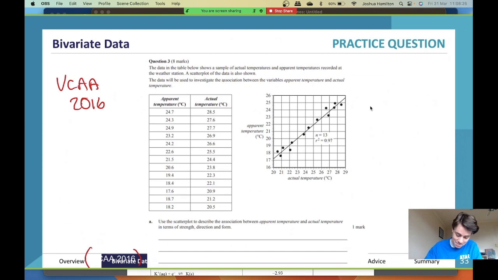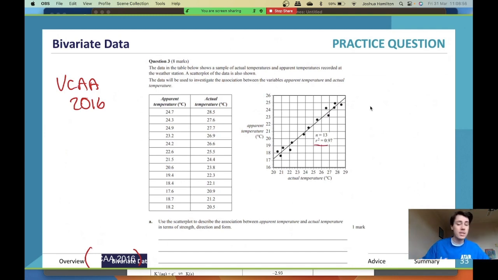That's VCAA 2016. We've got question three, which is: the data in the table below shows a sample of actual temperatures and the apparent temperatures recorded at a weather station. A scatter plot of the data is shown. So we've got actual temperature and apparent temperature. Apparent temperature is how you feel, and actual temperature is what the temperature actually is. Using the scatter plot, describe the association between apparent and actual temperature in terms of strength, direction, and form. So I have an R squared value of 0.97.